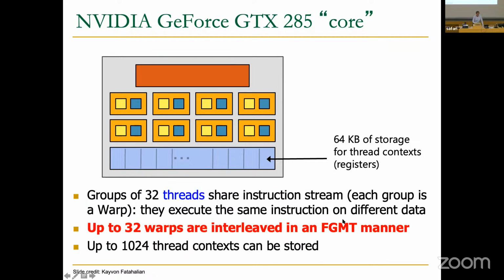Essentially, their warp size was 32 threads. They were able to group 32 threads to share an instruction stream. Each group is a warp, as we've discussed. And they were able to interleave up to 32 warps in a fine-grained multithreaded manner. Essentially, you have 32 threads in a warp, and then you have 32 warps. Your pipeline is much smaller. They don't disclose it, but it could be 5 or 6 stages, for example. So you actually have a lot more warps than you can feed into the pipeline stages.